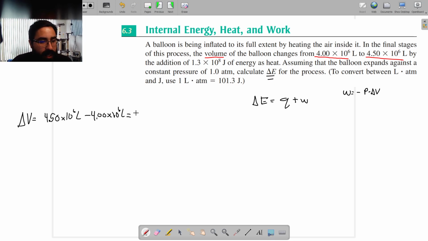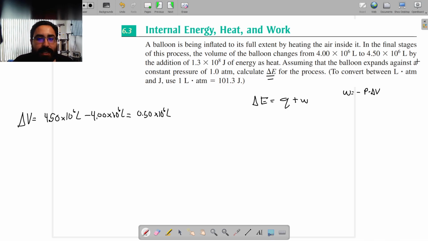4.5 minus 4 is 0.50 times 10 to the 6 liters. You can only subtract if these are the same, okay? You can't subtract if it's way bigger. You can't just do it like that if it's a much larger number. Well, I mean, you could, but not that easily. All right, so we got our volume.